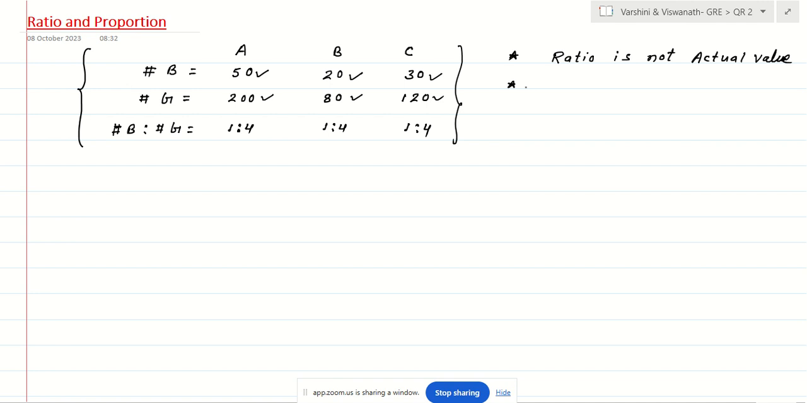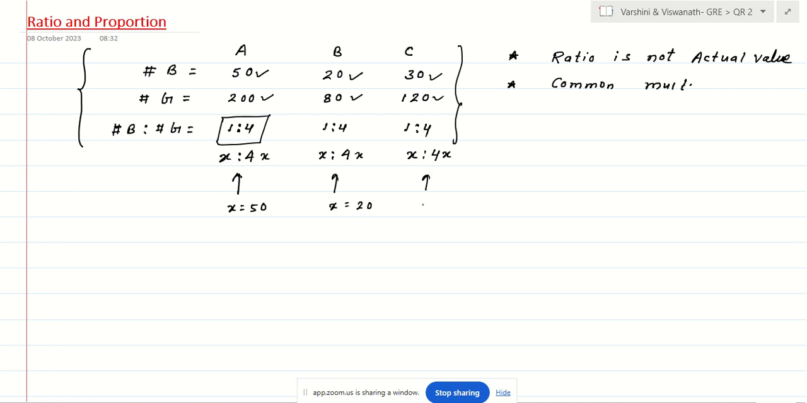And also one point is we'll have a common multiplier, right? In every ratio, we have a common multiplier. So I can write x is to 4x here, and also x is to 4x here. Same thing, right? What about the common multipliers here? In section A, the common multiplier is x equals 50, correct? Here x equals 20. And what about here? x equals 30.